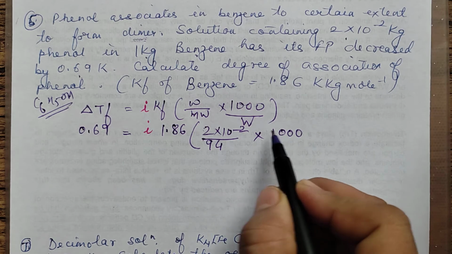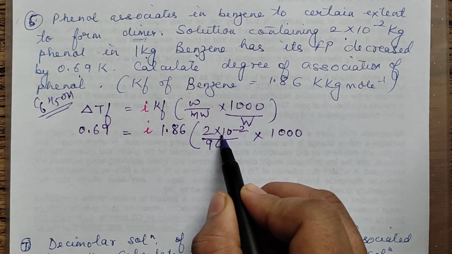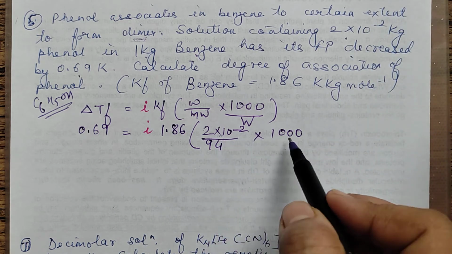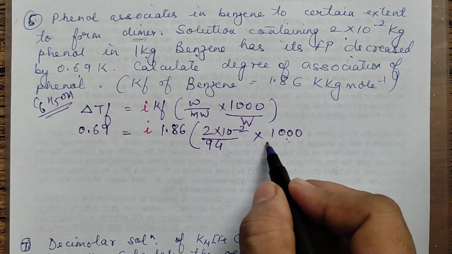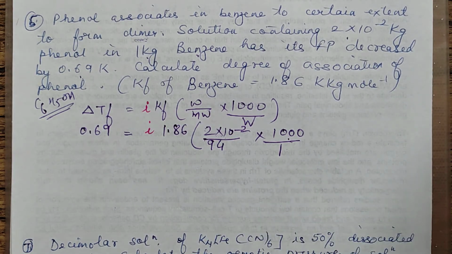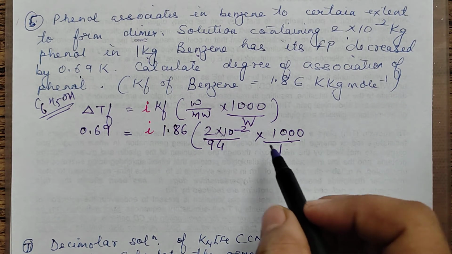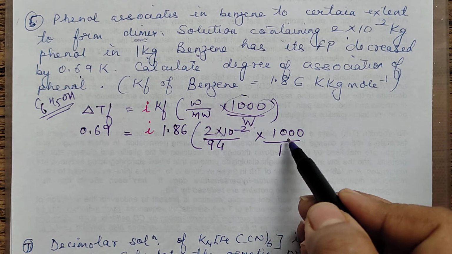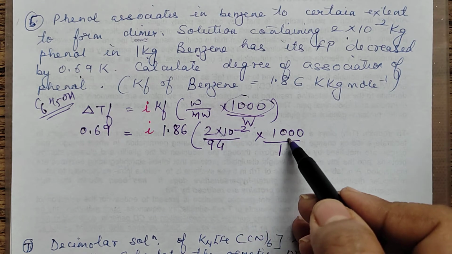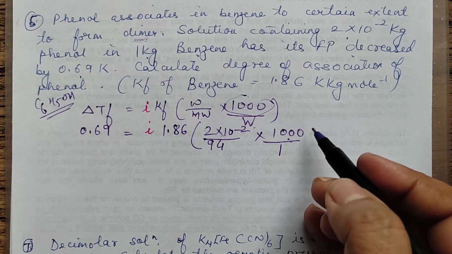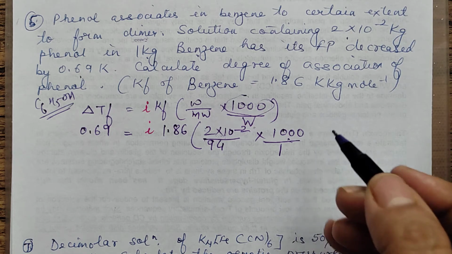Yes, this 1000 is for converting kg into grams. This was given in kg. I multiplied with 1000, right? Because this weight was already given in kg, so this I am using as 1 only. So this 1000 was not to convert this one into kg. I have multiplied the weight in kg with 1000 to convert into grams, right?